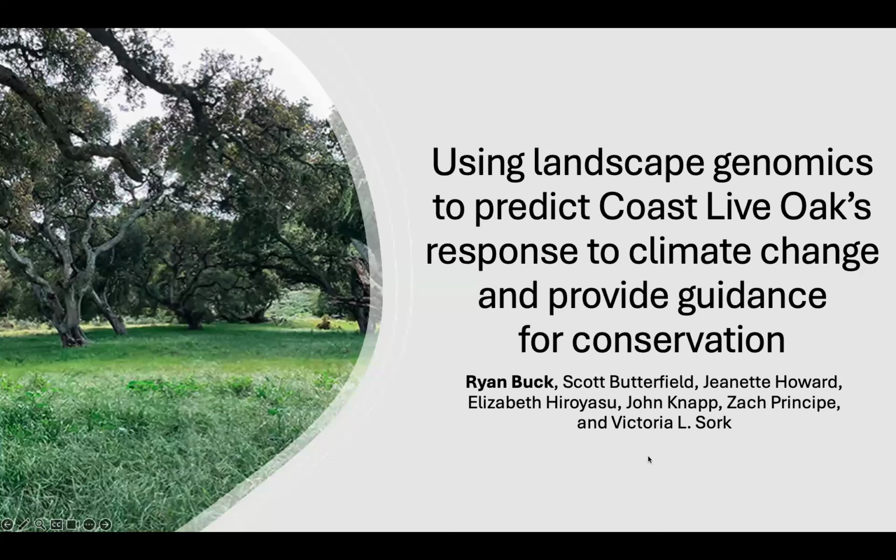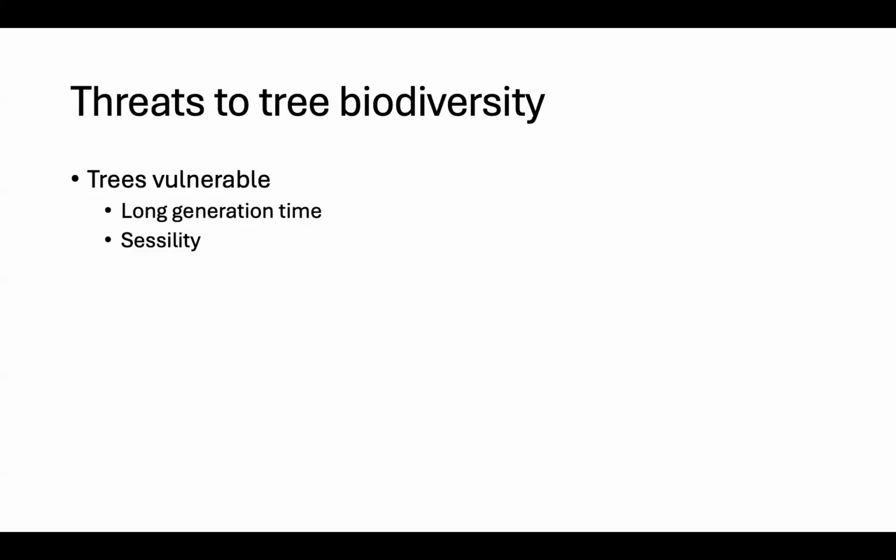How we can use landscape genomics to predict tree response to climate change, and we'll be focusing on coast live oak. So we know that there's a lot of global biodiversity threat due to climate change and land use change. And trees are especially vulnerable because they have long generation times. So it takes a long time for them to accumulate these mutations that you need to respond. And then they're also sessile, so they can't just get up and move and track that changing climate.